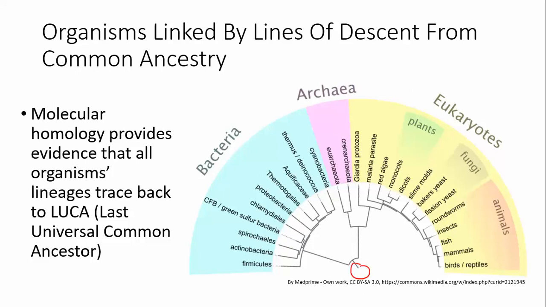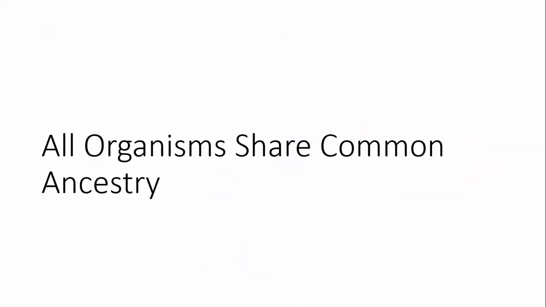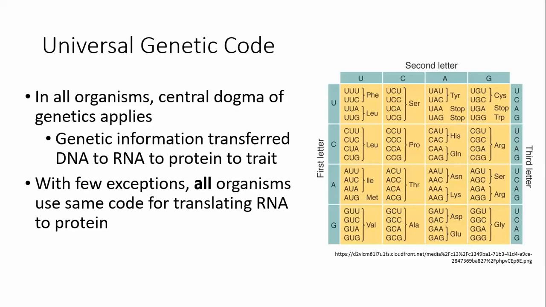So it's kind of evidence that we all ultimately evolved from some single-celled creature that probably resembled bacteria and archaea more than it resembled eukaryotes, and all lineages of everything on the planet trace back to this one last universal common ancestor. So, since all organisms share common ancestry, let's look at some of the pieces of evidence of this.